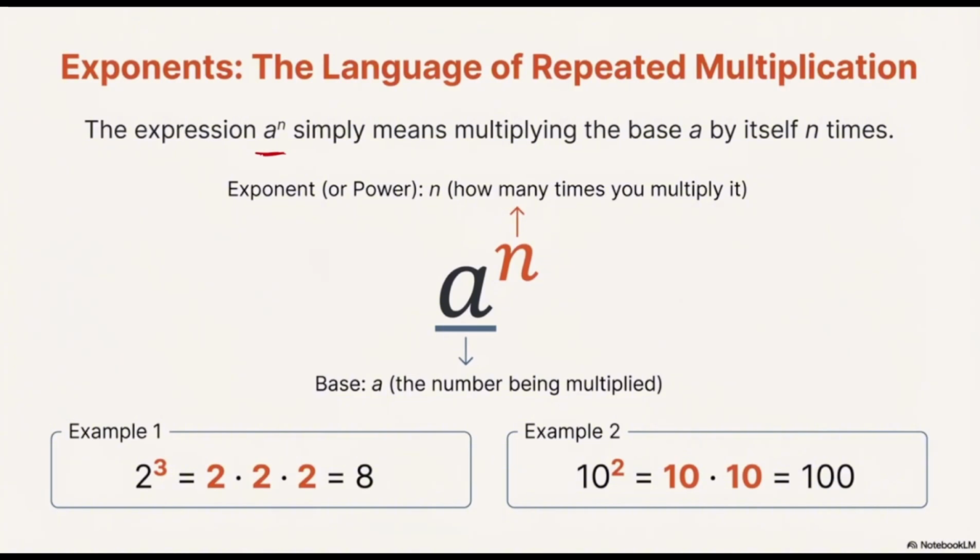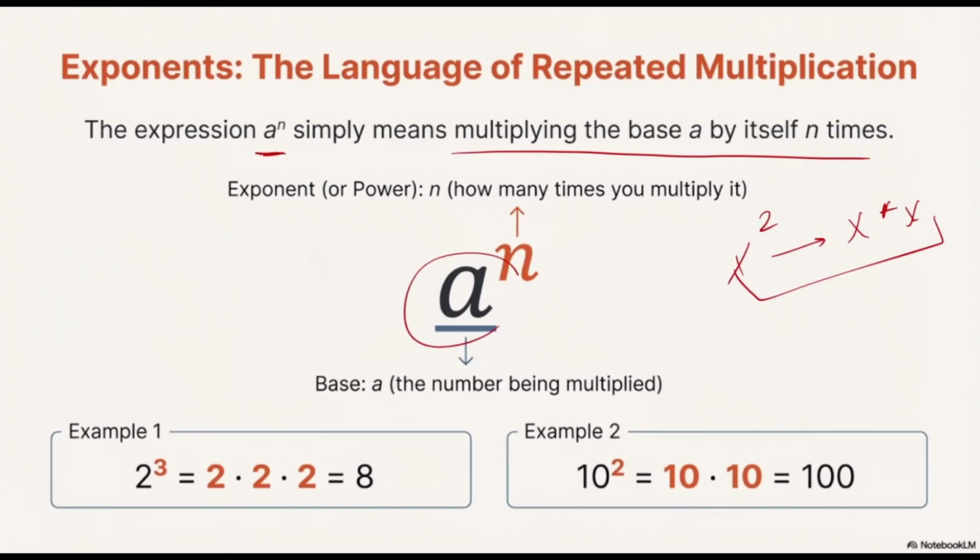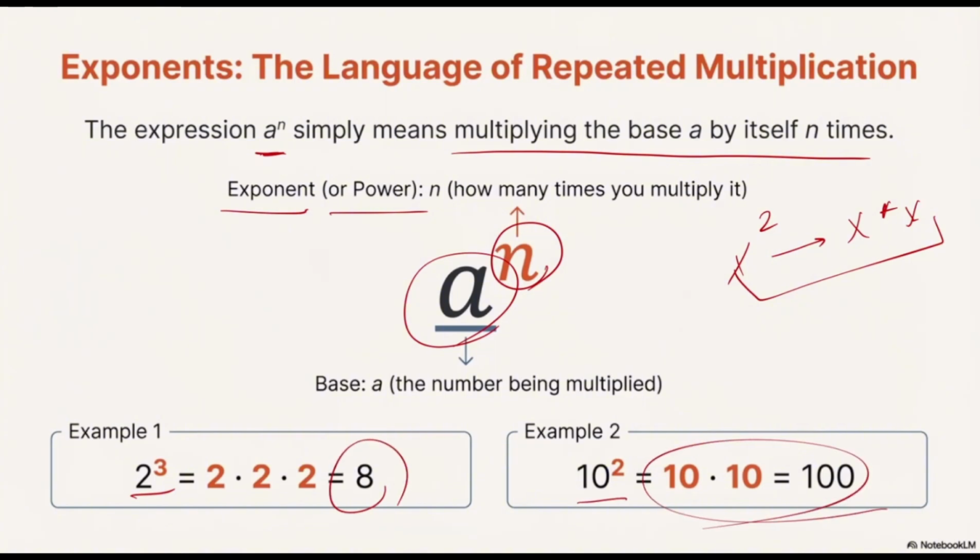It simply means that we are multiplying one number, which we call the base, by itself n times. For instance, when I have x to the power 2, I multiply x by itself 2 times. So we have two important parts. The first part is the base, and the second part, which shows how many times we are going to do that, is called the exponent, or sometimes the power. For instance, 2 to the power 3 means multiplying 2 by itself 3 times, and we have 8. 10 to the power 2 means 10 by itself 2 times, which is 100.